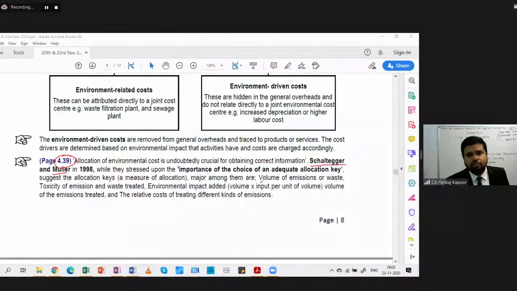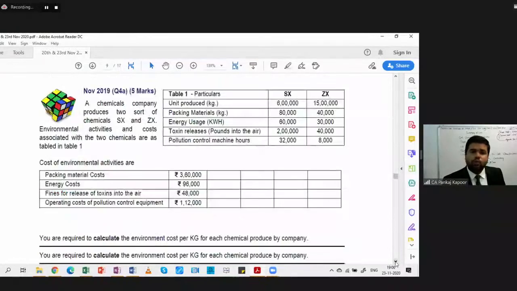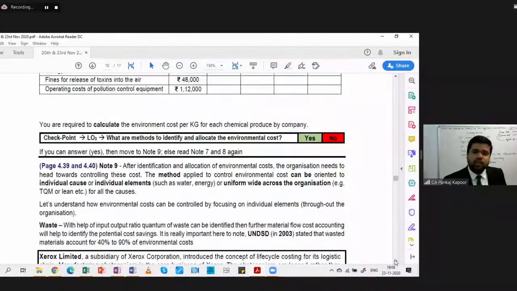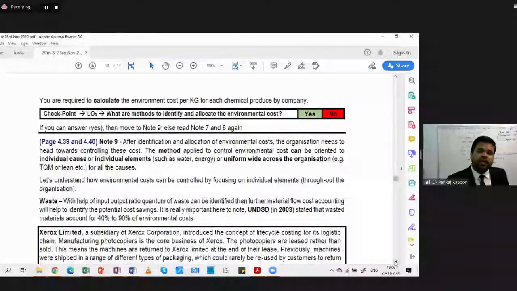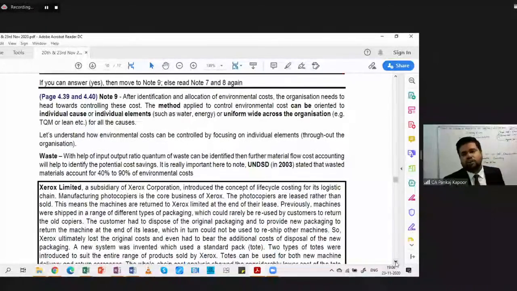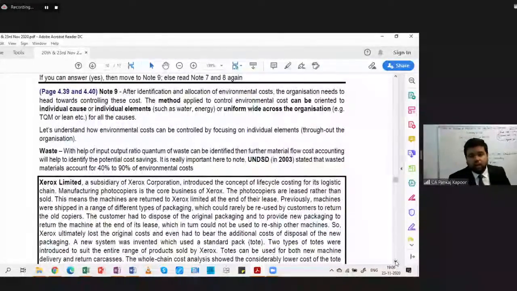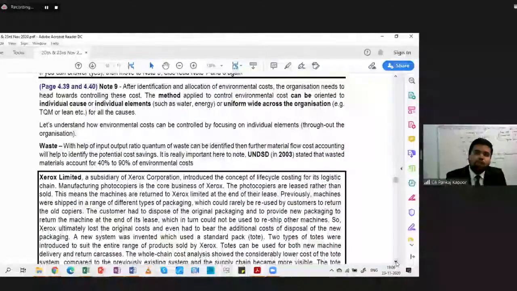The cost driver can be the volume of the emission, like we did in the example we just solved a minute back, the toxicity, or any other cost driver which you feel is appropriate in your case. Okay, friends, moving further, now we have classified the cost as well as identified and allocated the cost. Now we need to work on the control of the cost.